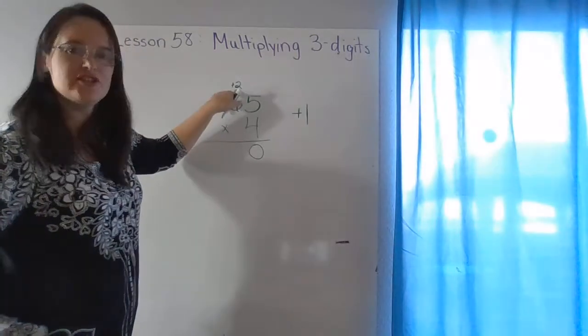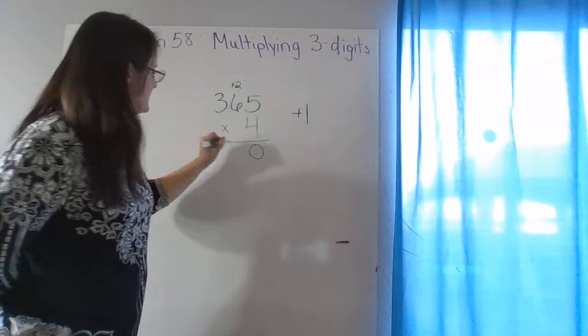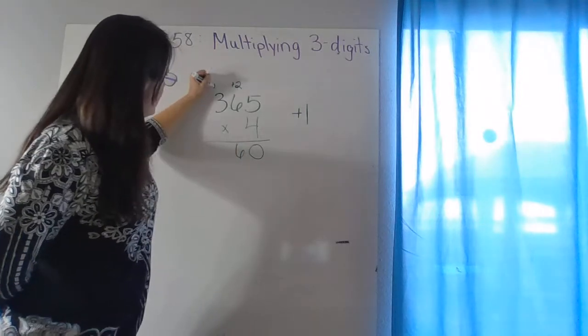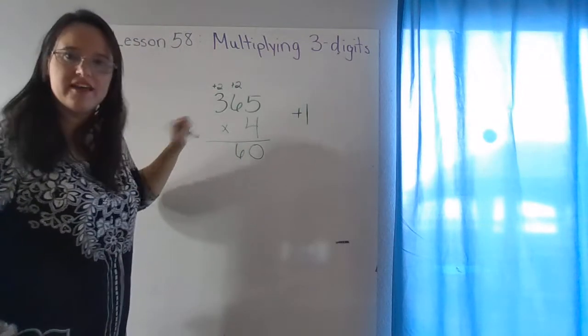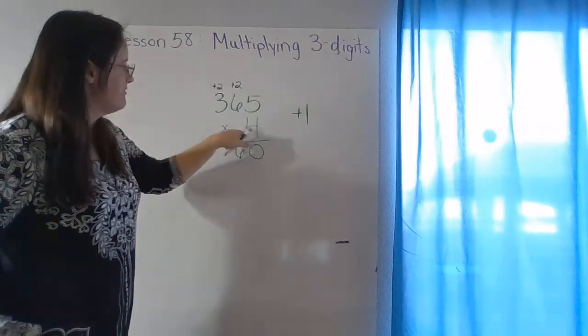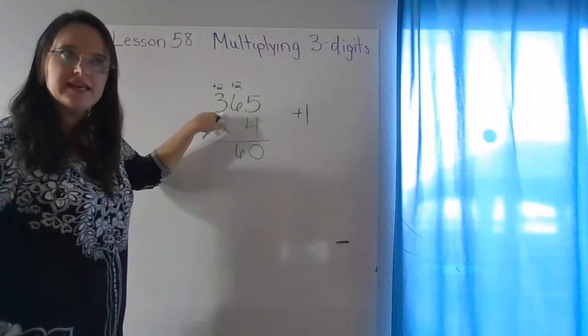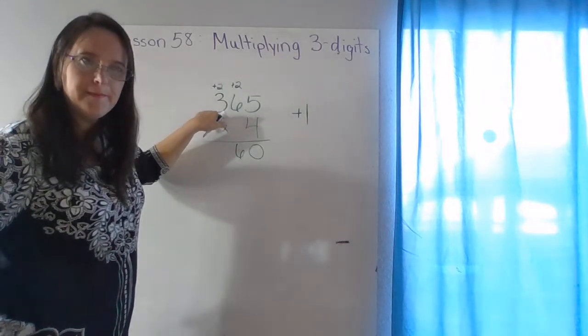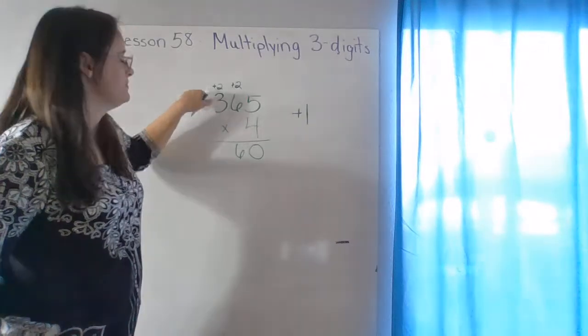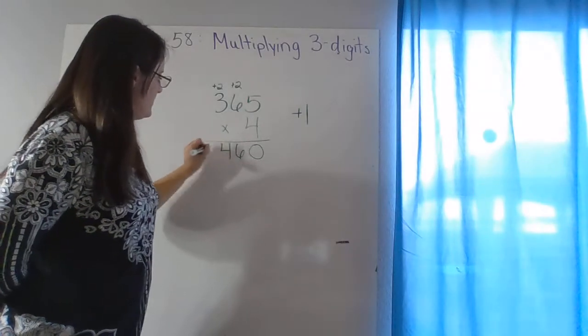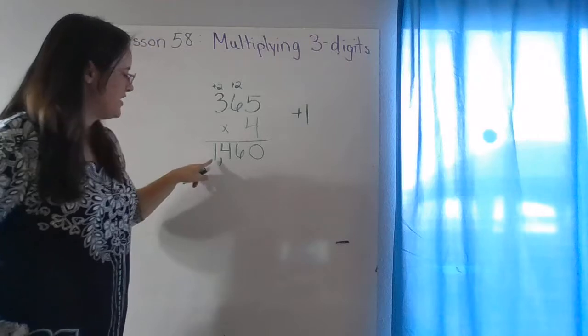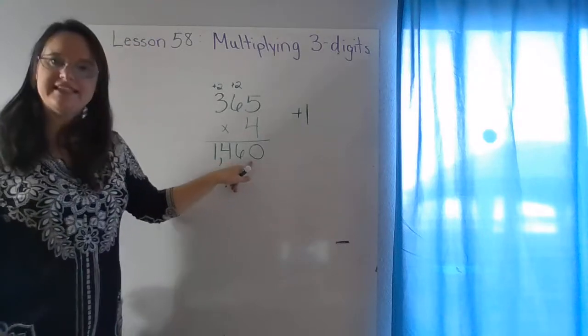24 plus 2, so 25, 26. So I'm going to carry my +2 again over here to the hundreds place. 4 times 3, what do you got? 12 plus 2, 14. So I have 1,460 days.